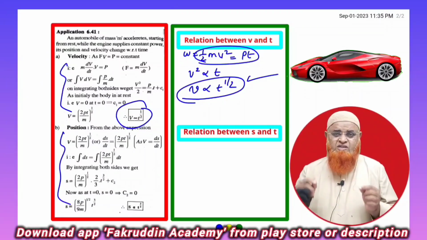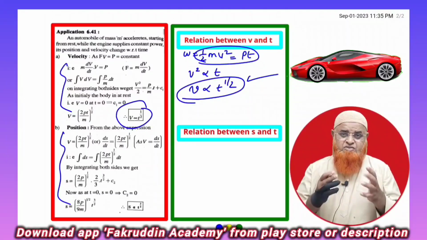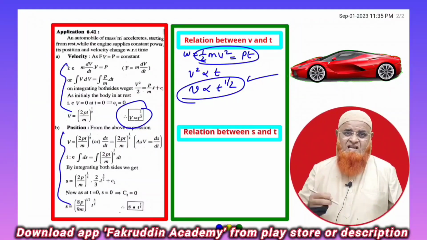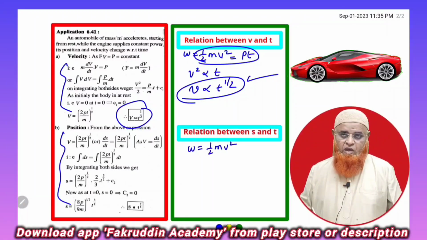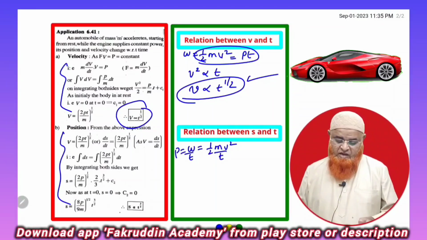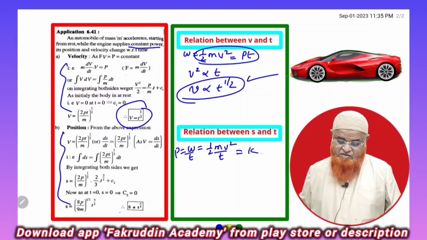Next we need to find out the relation between displacement and time. You can see the lengthy methods given in the books to find out this relation. But is there any simple method? Yes, there is a simple method. You all know work done is equal to half mv square, and power is nothing but work by time. So can we write this as half mv square by t? Yes, we can write. In the problem it is said that constant power is there, so we can take this power as constant.